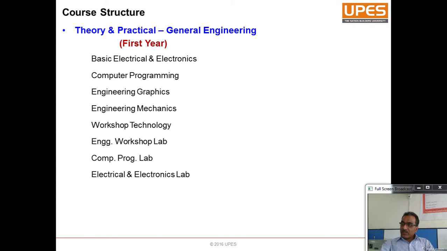Then engineering graphics, as you are aware, it is the language of an engineer. So how to read a drawing, how to understand a drawing, how to sketch, how to communicate the ideas through a drawing. Then mechanics, which is going to deal with the forces, with the systems, with the kinematics, that means the relative movement of the parts.